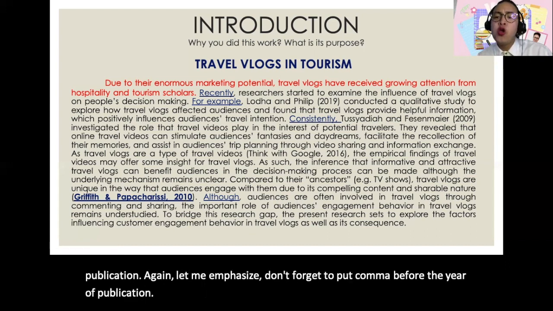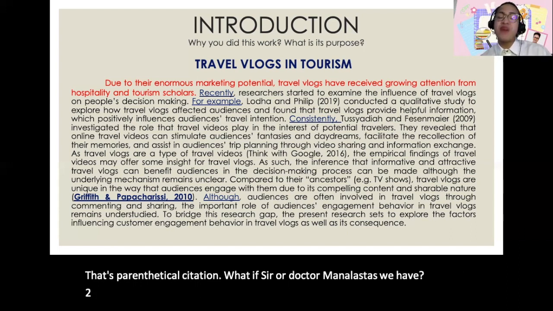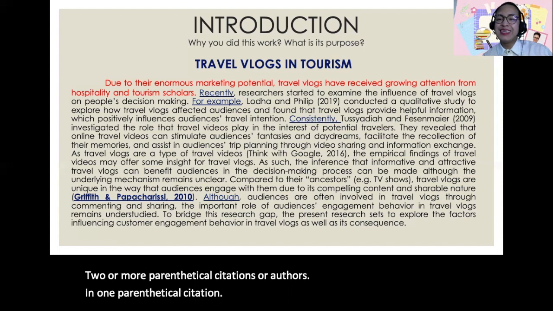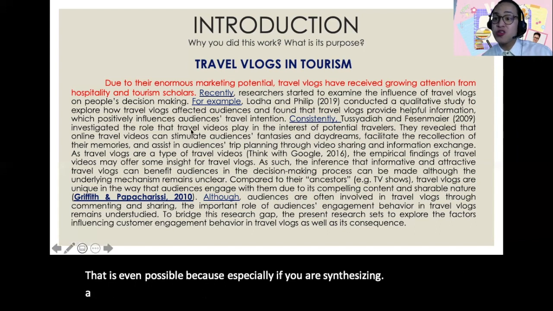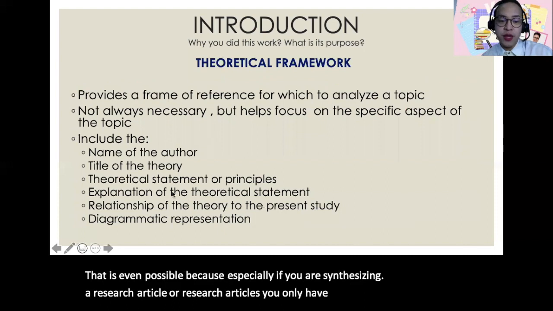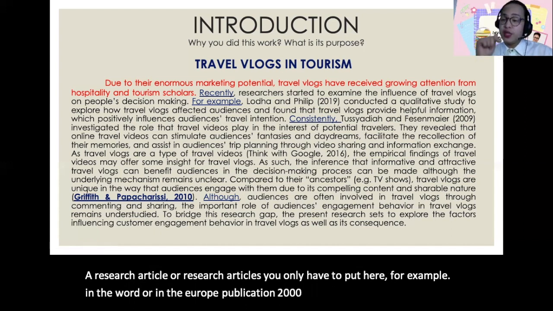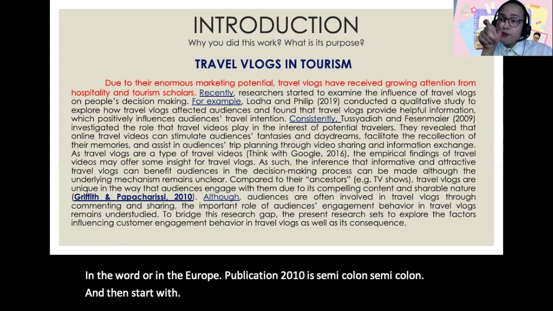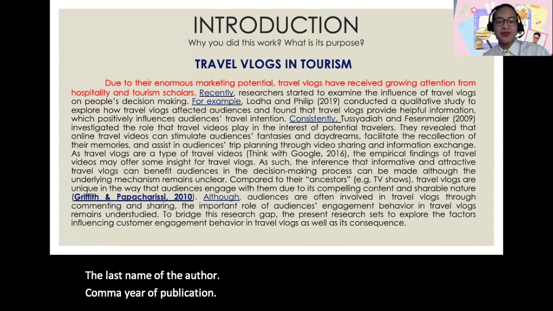That's parenthetical citation. What if, Sir or Dr. Manolastis, we have two or more parenthetical citations or authors in one parenthetical citation? That is even possible, especially if you are synthesizing a research article or research articles. You only have to put here, for example, after the year of publication 2010, a semicolon, and then start with the last name of the author, comma, year of publication. All right? That's how you write parenthetical and in-text citations.